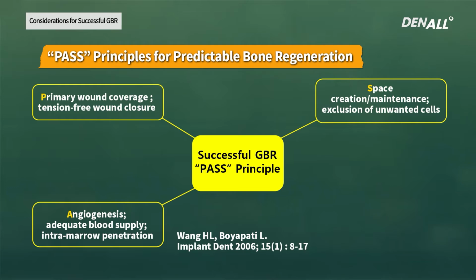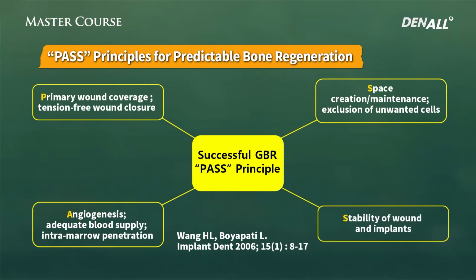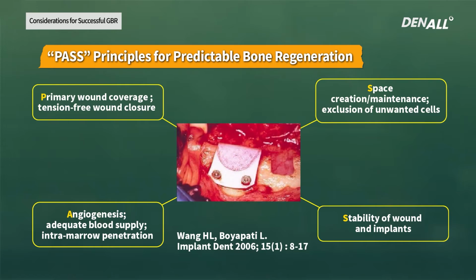The first S stands for space creation and maintenance, and exclusion of unwanted cells. Space creation and maintenance. So that stands for the first S, and the second S stands for stability of wound and implants. In order to make a solid bone, you need to fixate a membrane stably. As you can see, after you apply the membrane, using bone tack, the membrane is fixated.